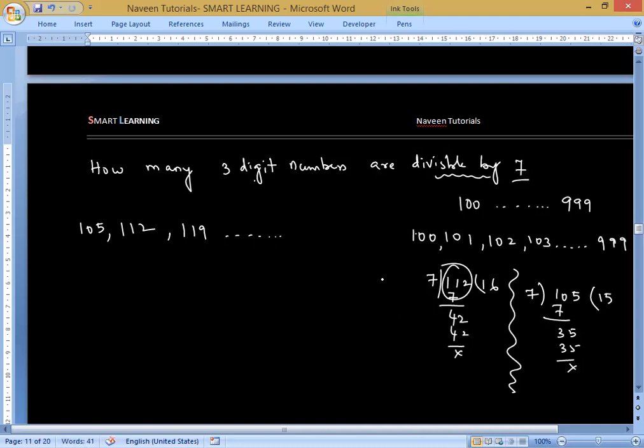So 998 is not there. Then 997. 7 ones are 7, 2, 9. 7 fours are 28, 1. Next value, again 7 twos are 14, again 3 will be the remaining. Now find out which is the last term in the series. 994. So 994 is the last term.